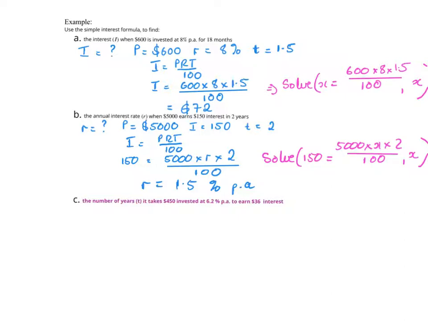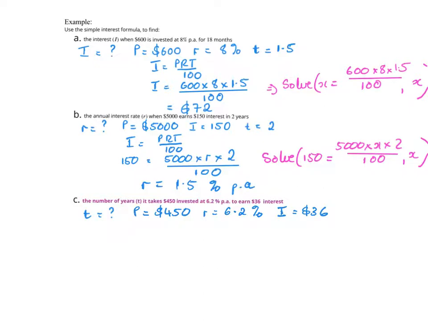All right, let's look at the last one, the number of years. So this time we're asked to find T. So we need the number of years it takes $450 invested at 6.2%. So $450 is the amount that we're starting with. That is our principal. The rate is 6.2%, and the interest, because interest is earned, is equal to $36.